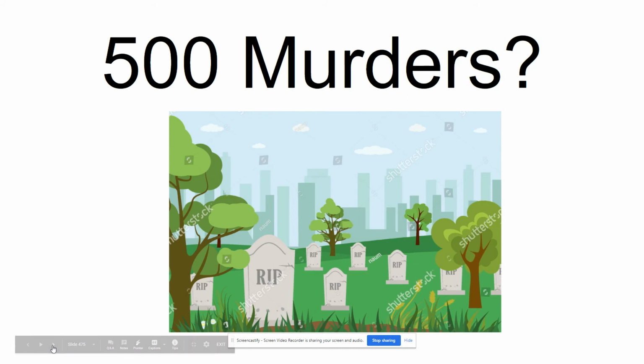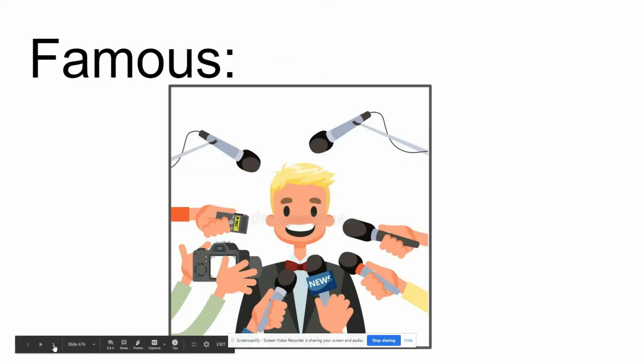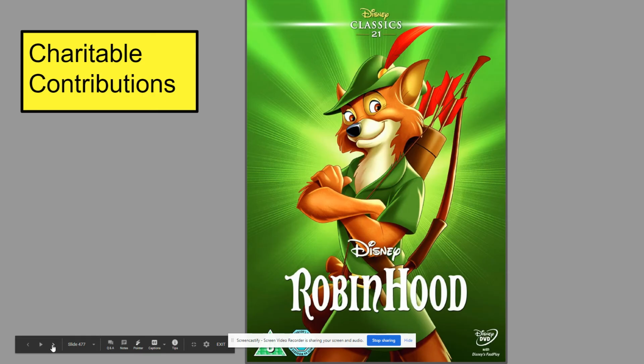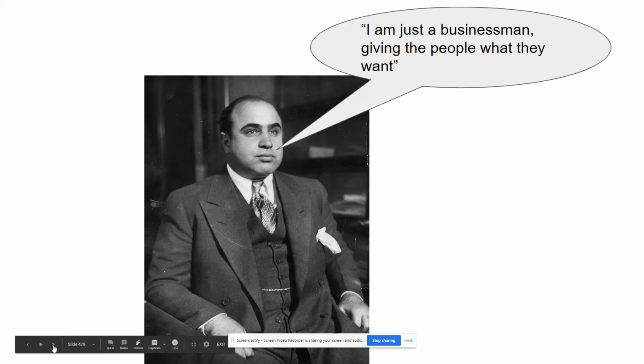Supposedly over 100 people died from consequences of not going along with him. And then, of course, 400 other murders happened when anybody fought against him. Now, he became famous across the country. He gave a lot of the money he made to charitable contributions, which made the public love him. He was seen as a modern day Robin Hood. I am just a businessman giving the people what they want, and I'm doing good.